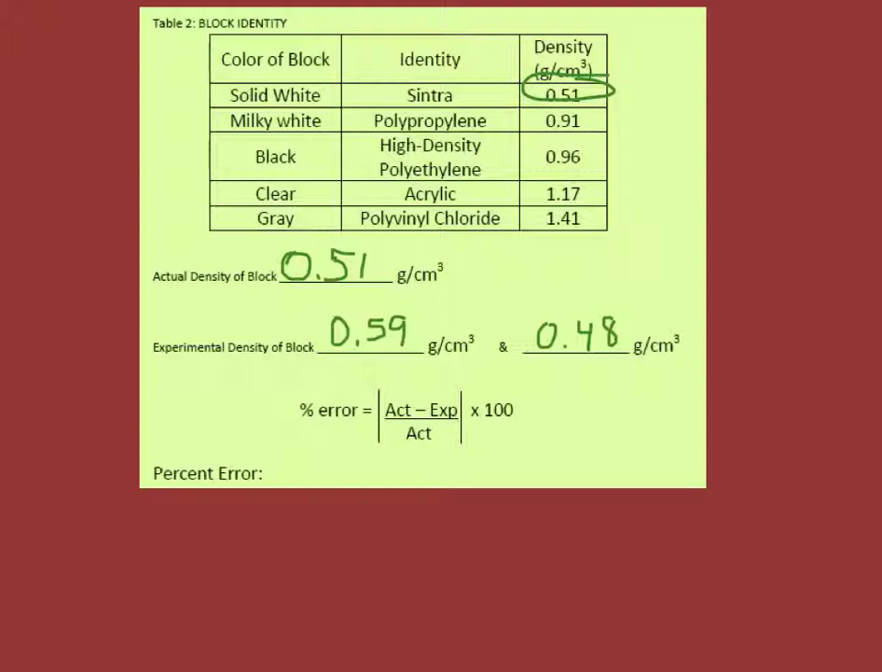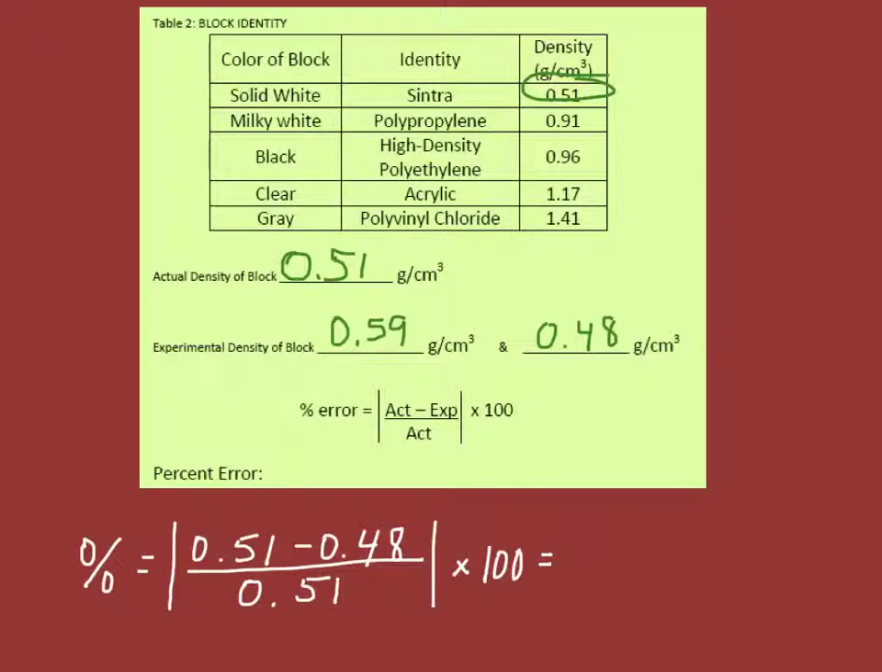Then all I have to do is round the answer to the correct number of significant digits, which in this case is 2 significant digits. My final answer is a positive 16%, percent being the unit of percent error. Now let's work out the second one.